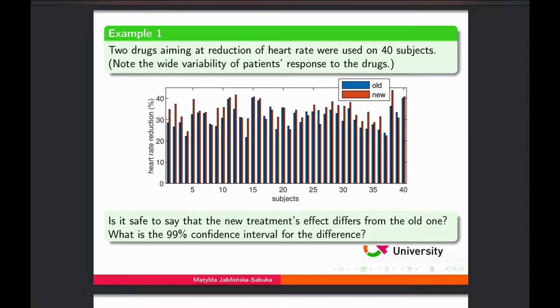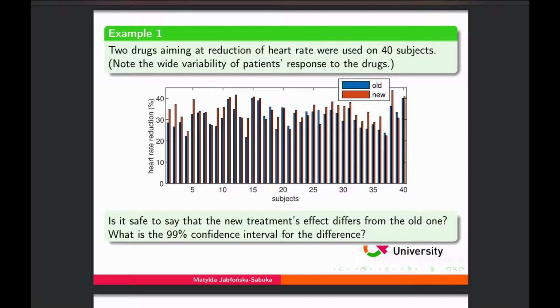So the best way to understand paired tests better is to have a look at an example. So we have here the case where two drugs aiming at reduction of heart rate were used on 40 subjects. And now we have a graph where we represent the effect of the old and new drug on the particular patients. And now note the variability between the patients.